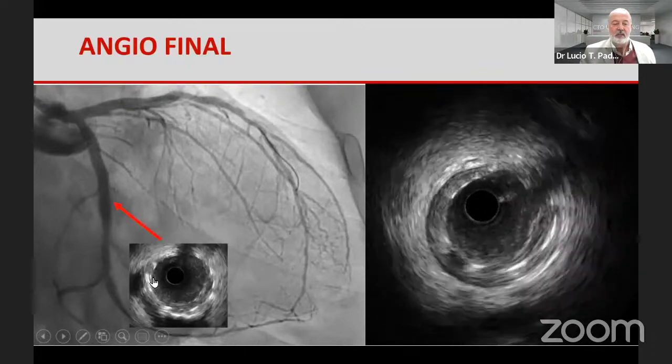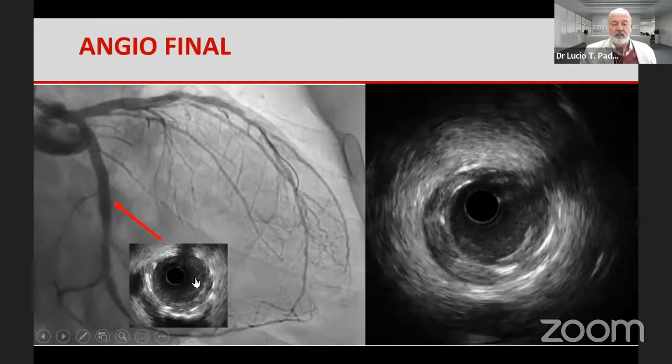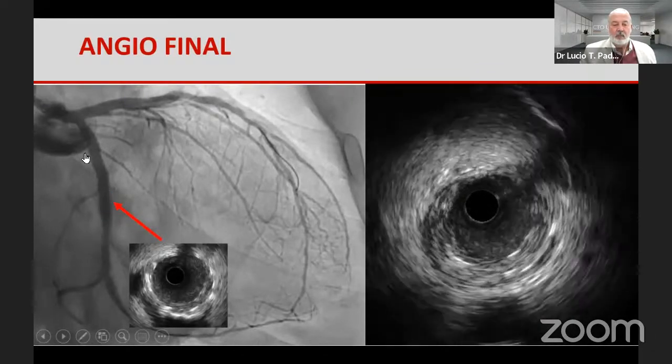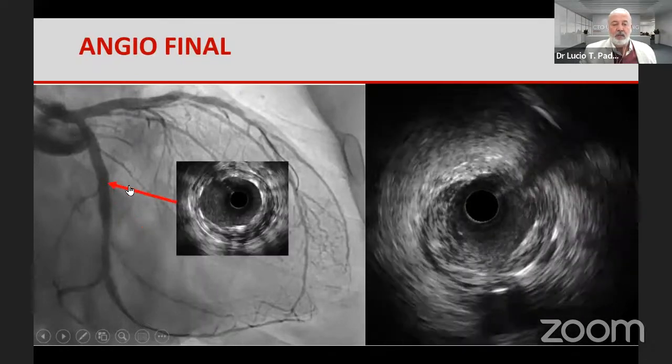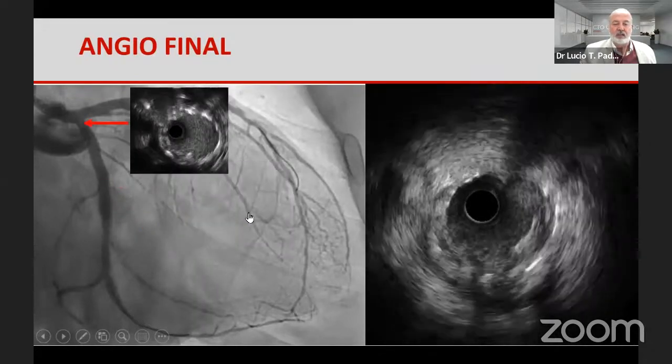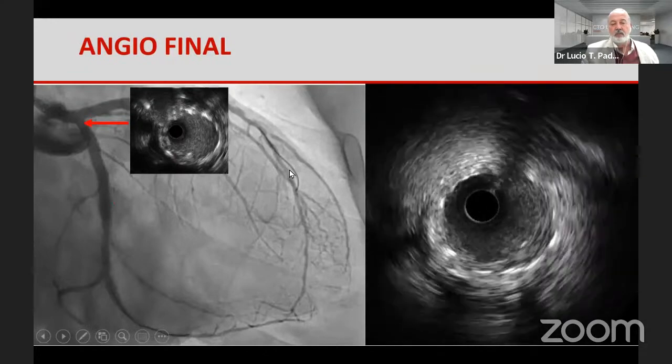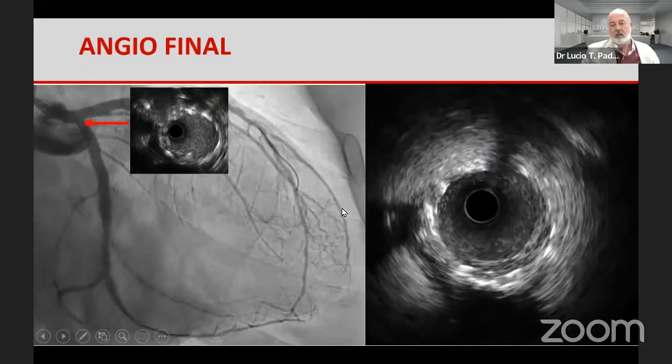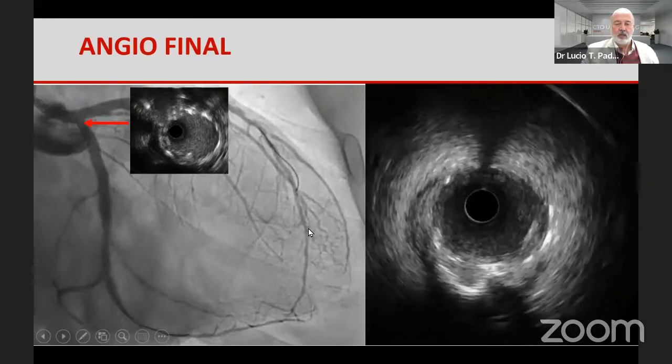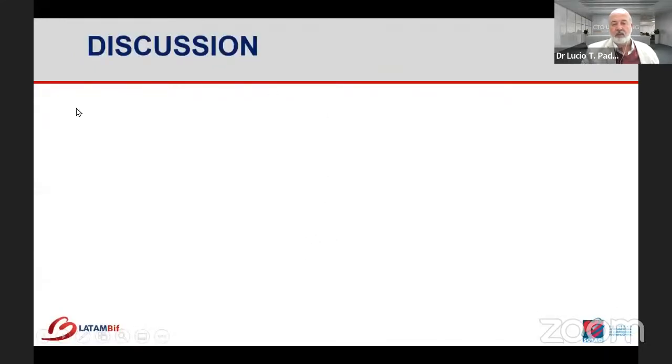These are the stents. These are the in-stent lesions in the mid, between the stents, and in the ostial. So this is my final result. I want to share this with you. I want to discuss a lot of things with you.